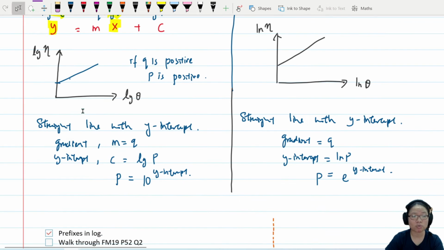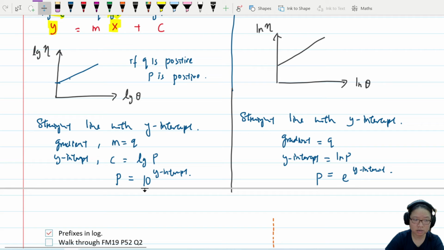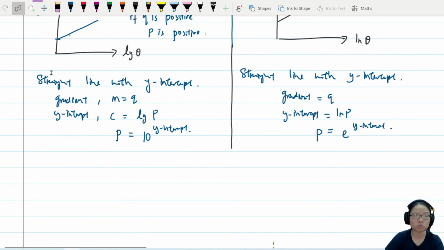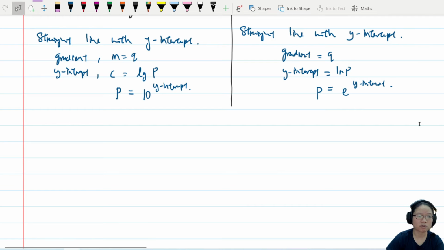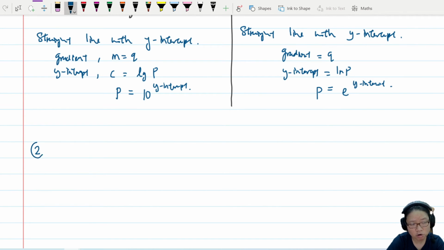Okay, so next part, I'm going to talk about the second purpose of log, which is that sometimes we need to deal with big numbers. The first purpose was for linearization, and the second purpose of doing log is to handle large or small numbers.